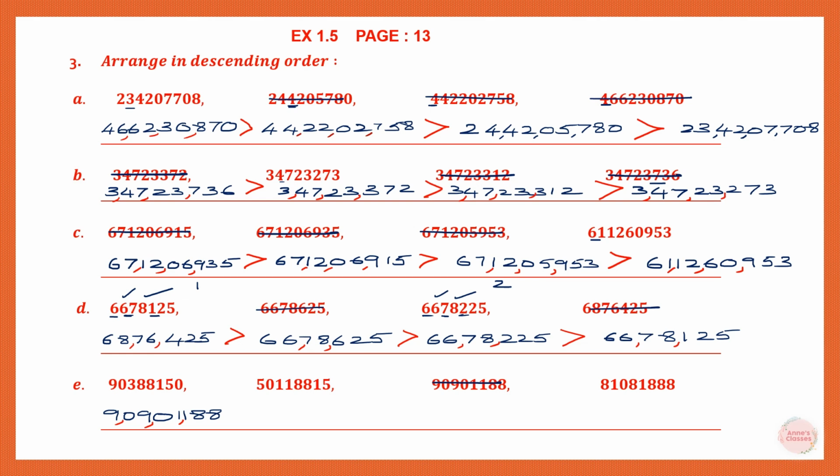Now let's look at the other numbers on the left, extreme left. 9, 5 and 8. Which is the biggest? This number. So let's write that.